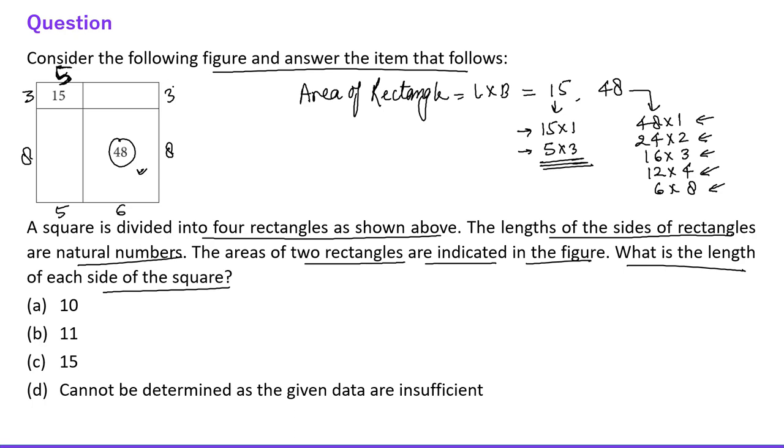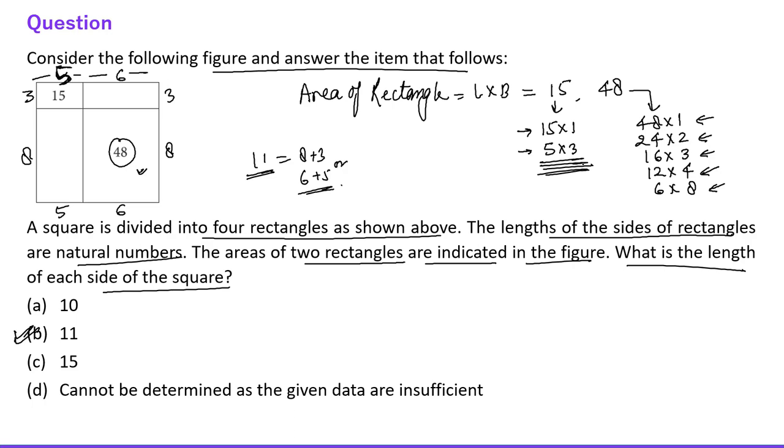So this is a square of 11 by 11, right? So here the side of the square is 11, which is 8 plus 3, or you can say 6 plus 5, right? So this is 11. Or it can be something else? It cannot be something else, because if we take 15 into 1 or 5 into 3, it can't be anything else, right? Because it is not following any other combination. So this is 11, right?